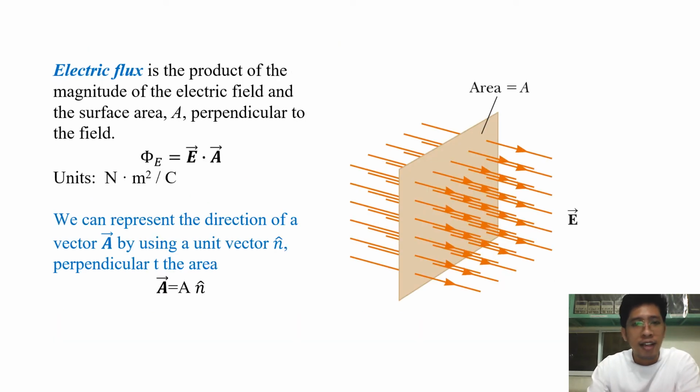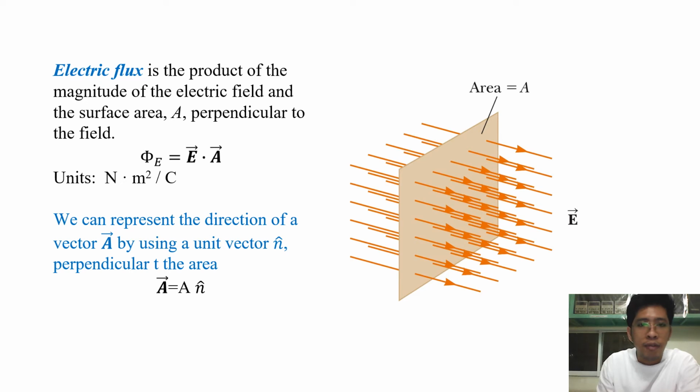What's electric flux? Electric flux is the product of the magnitude of the electric field and the surface area A perpendicular to the field. Your electric flux is given by Φ_E, that is E dot A. And the units of your electric flux are newton meter squared per coulomb.